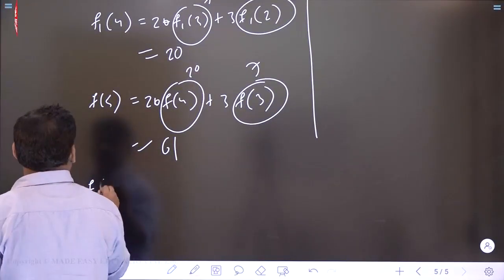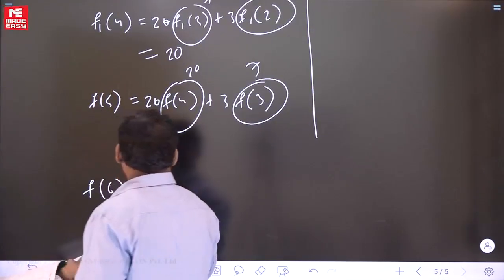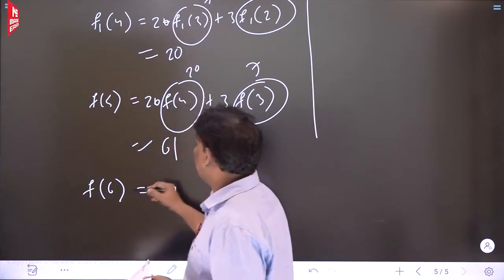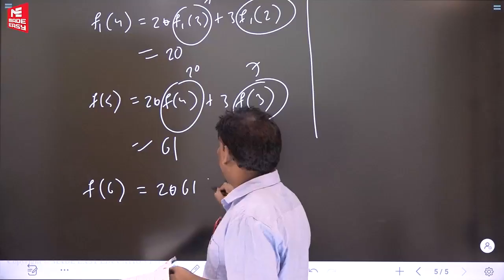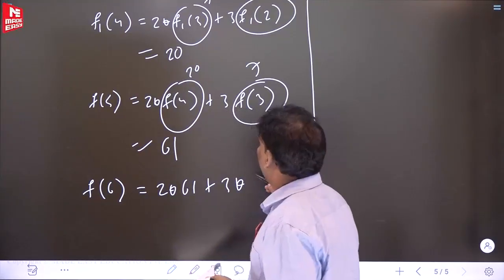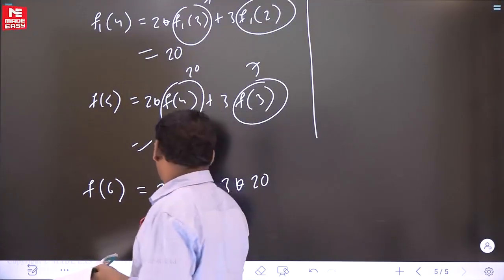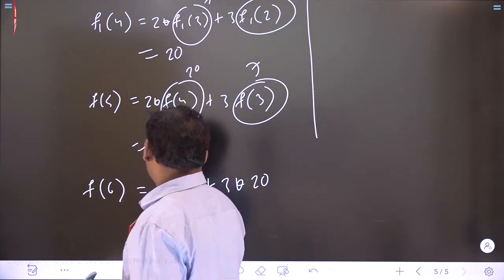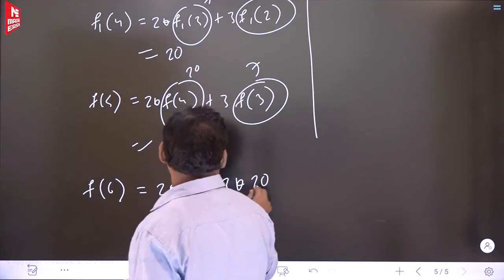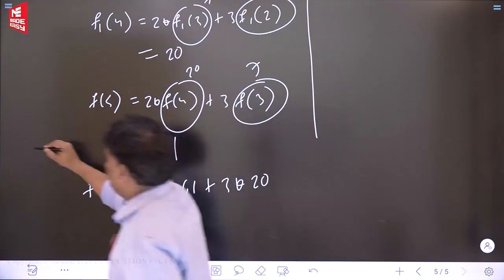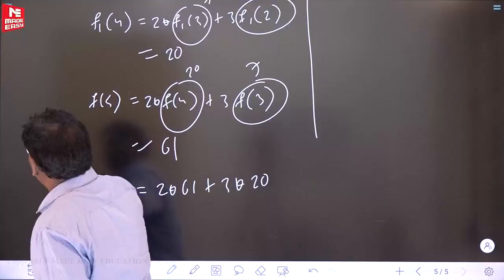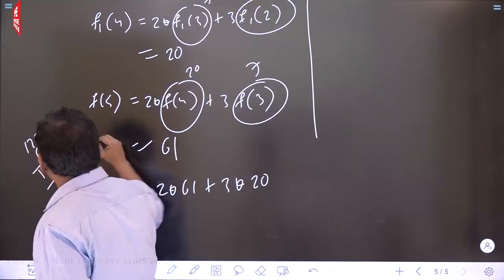Can you help me now? What is the f1 of 6? What is the answer? 2 times f1 of 5, which is 61, plus 3 times f1 of 4, which is 20. It is going to be 122, and the other part is going to be 60. 2 into 61 is 122, plus 60. 122 plus 60 is 182.